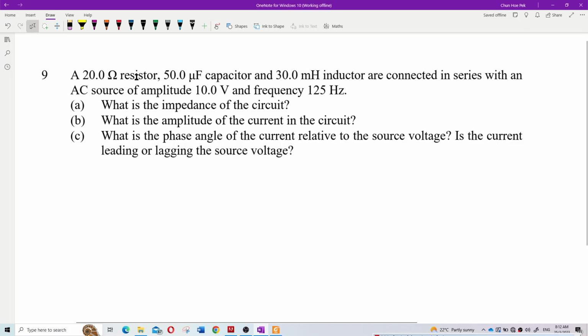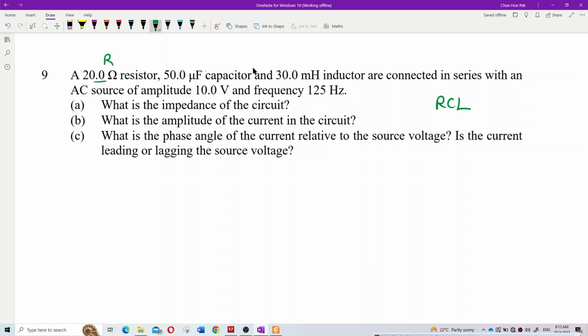220 ohm resistor. Okay, first I want to identify what kind of circuit this is. This circuit has a resistor, capacitor, and inductor, so it is an RCL circuit. Okay, RCL. And then this is the value of resistance.